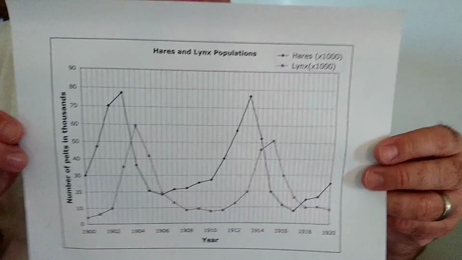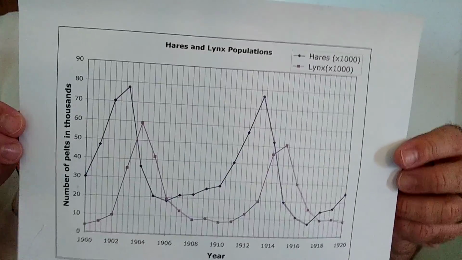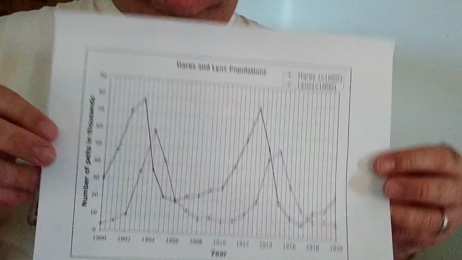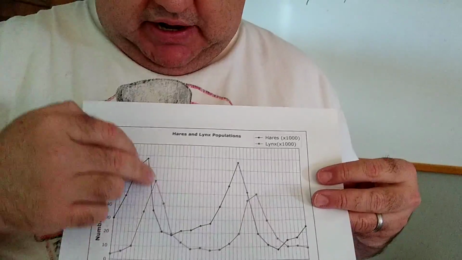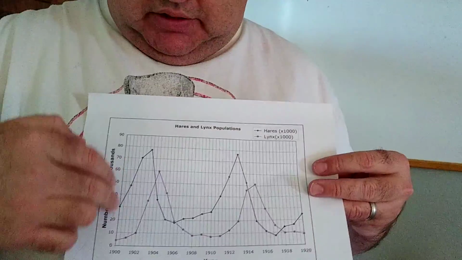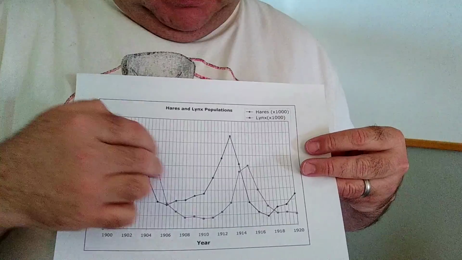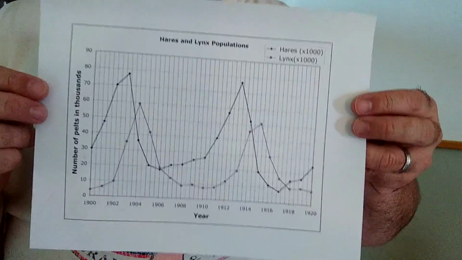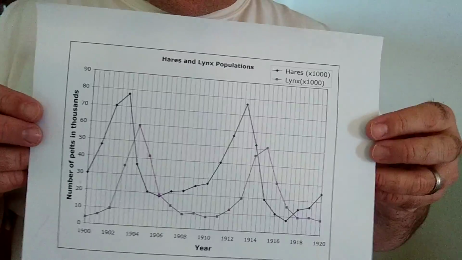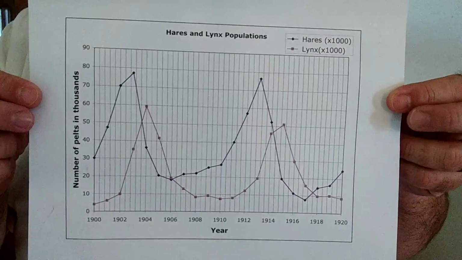You read through your notes on predator-prey relationships, and you can see this kind of lagging between the prey and then the predator. So the peaks are never at the same time. Those are important things. So here's what it's going to look like.